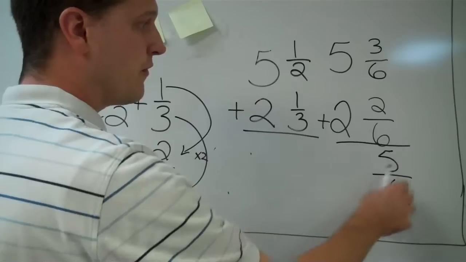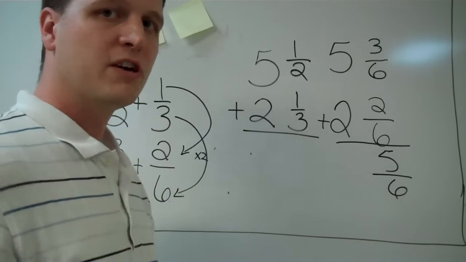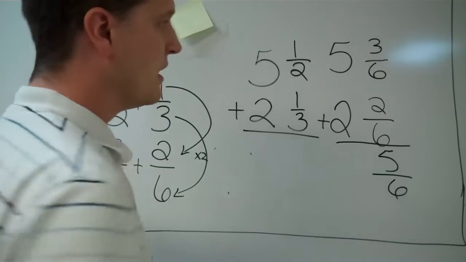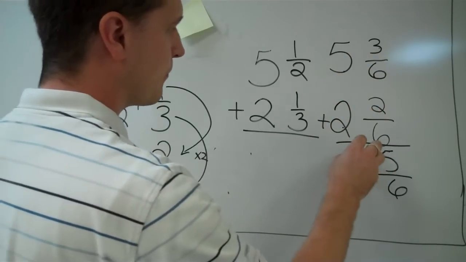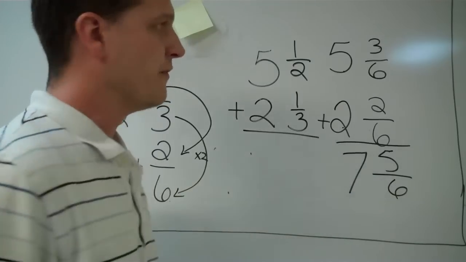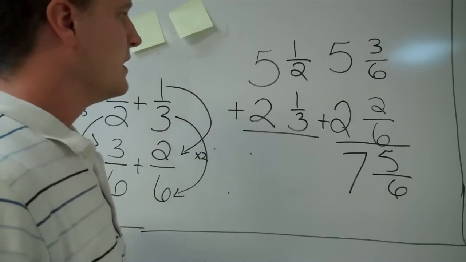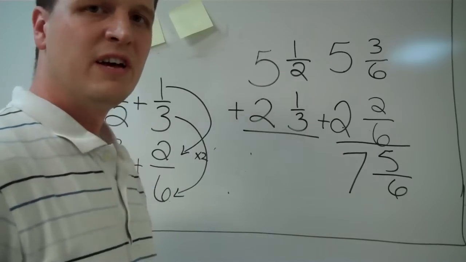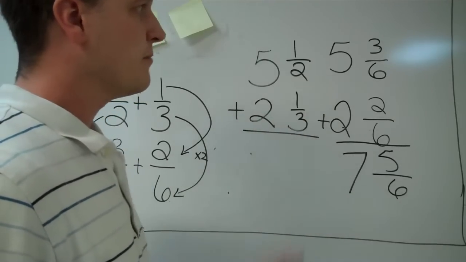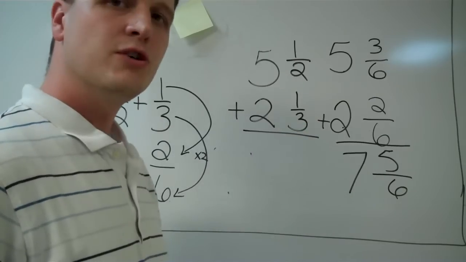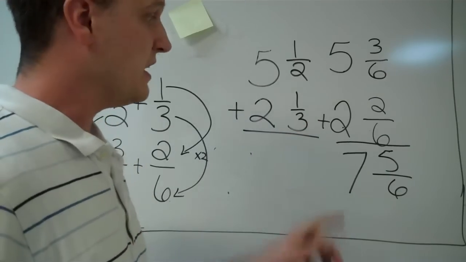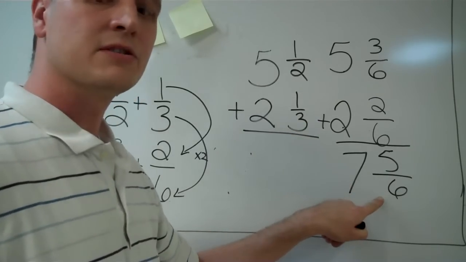Now we've added these two fractions together. Now what we can do is add our whole numbers together. Now it's 5 plus 2 is 7. So 5 1/2 plus 2 1/3 is the same thing as saying 5 plus 3/6 plus 2 2/6. And our answer is going to be 7 5/6.